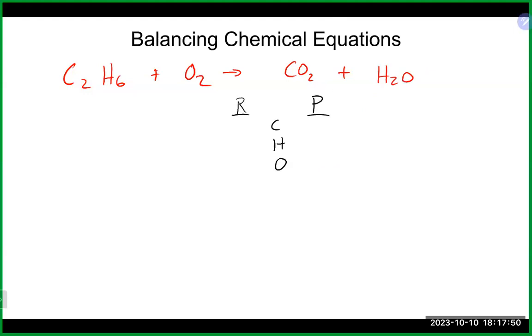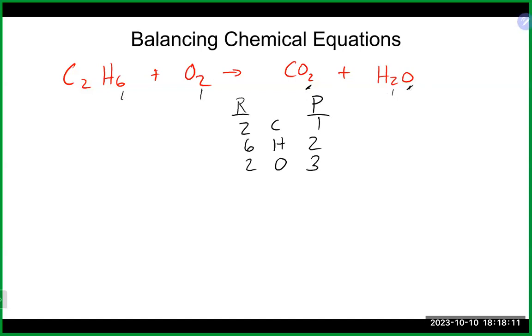So on the left-hand side here, we've got 2 carbons. Right-hand side, we've got 1. Left-hand side, we have 6 hydrogens, which is right there. Right-hand side there, we have 2. Left-hand side, we've got 2 oxygens. And on the right-hand side, we have 2 oxygens there, plus 1 more there, which makes 3.